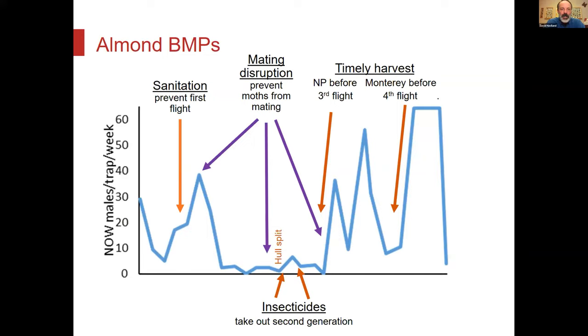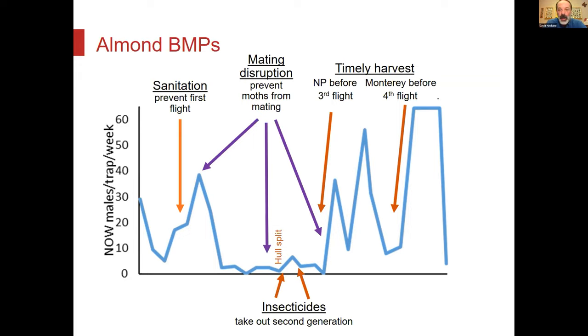Now, from an almond standpoint, here's really what you've got available to you to manage. You've got sanitation. What does that do? That takes out the overwintering population, prevents the first flight. On the top middle, you've got mating disruption. What that's going to do is inhibit or diminish the ability of the moths to mate and produce offspring, and that's going to affect the first flight, the second flight, the third flight, and the fourth flight if you're in an area that has one. So that's a multi-generational tactic.